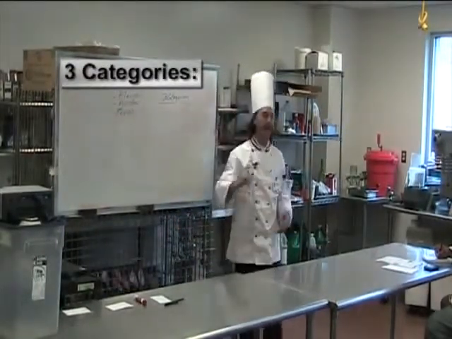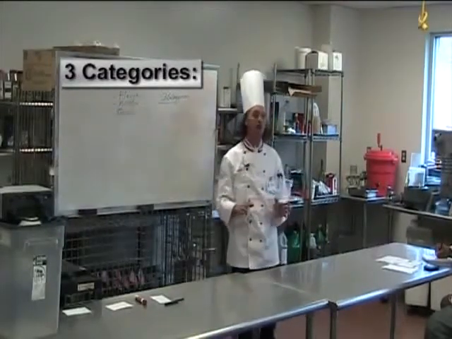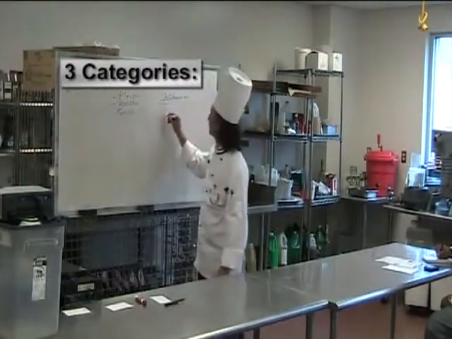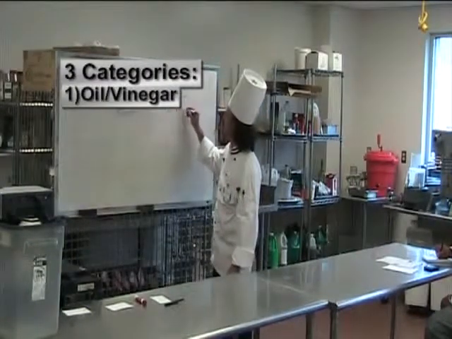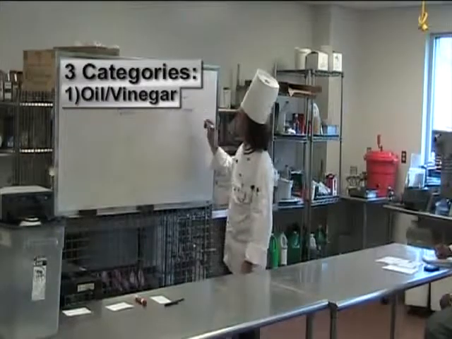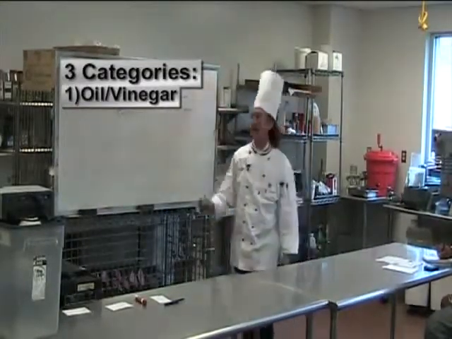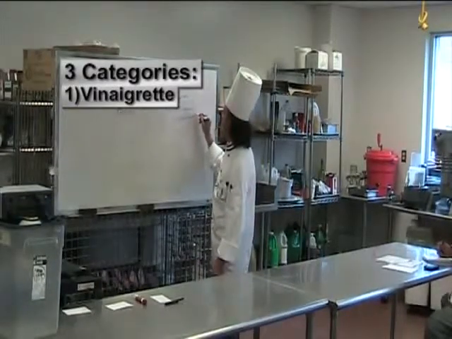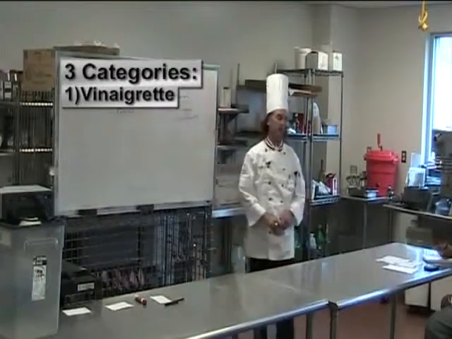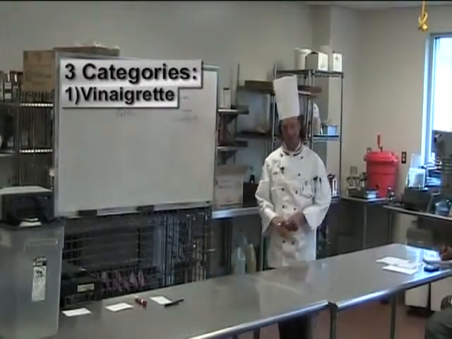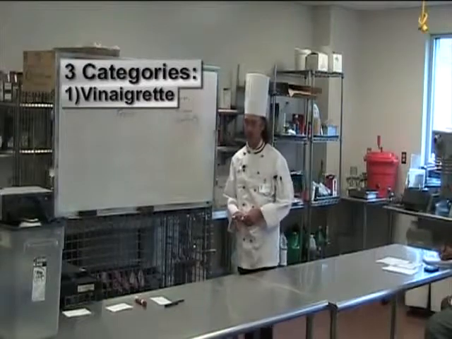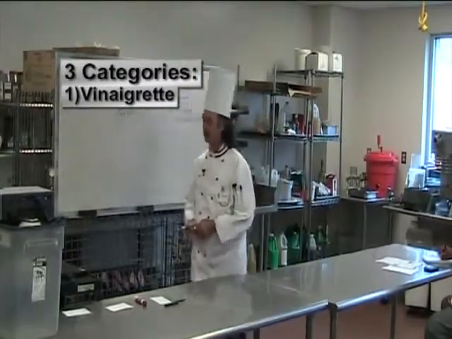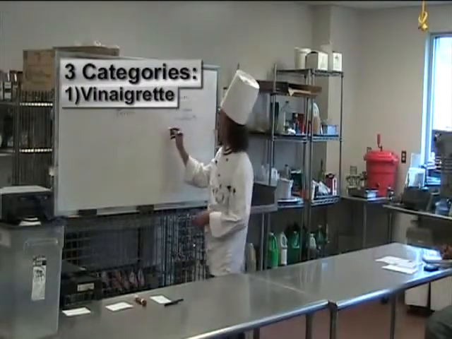Anytime I start writing three categories, we have a list of something that's primed for a question on a test. Trust me. First is oil and vinegar dressings. We call them vinaigrettes. V-I-N-A-I-G-R-E-T-T-E, vinaigrette. Learn how to spell that word. It'll pop up again and again. I see it misspelled on menus all over the world. Well, not the world. Always misspelled. First, oil and vinegar, vinaigrettes.